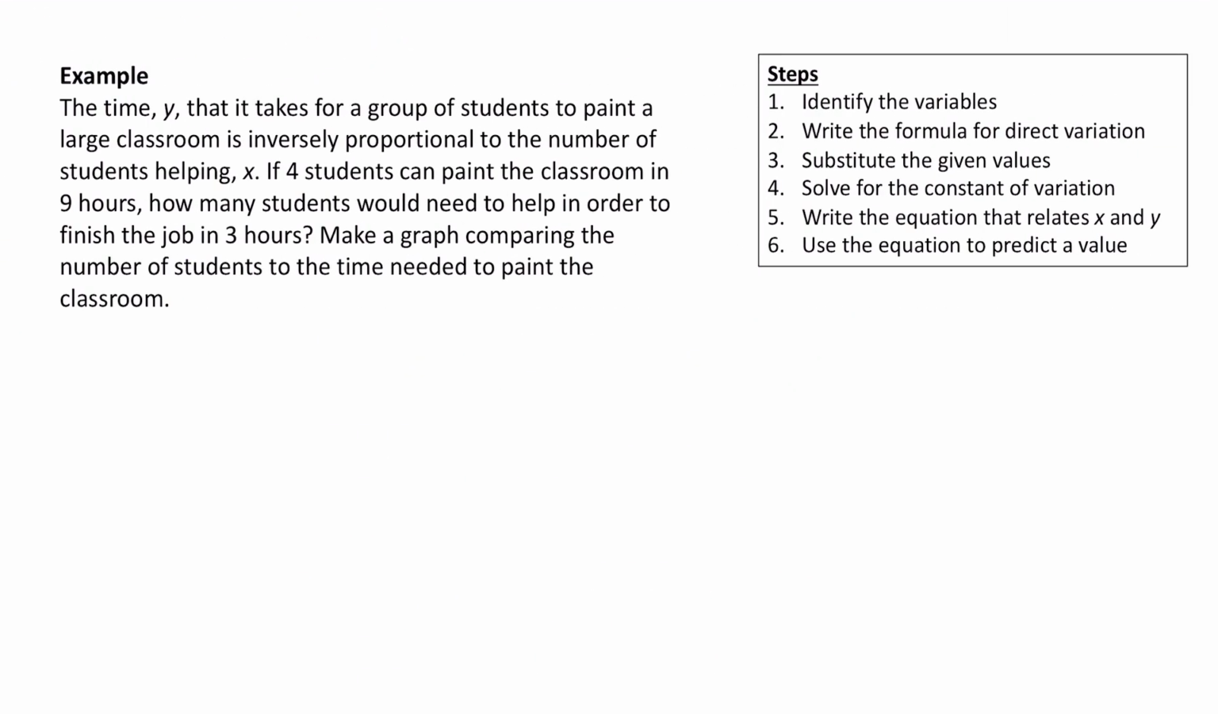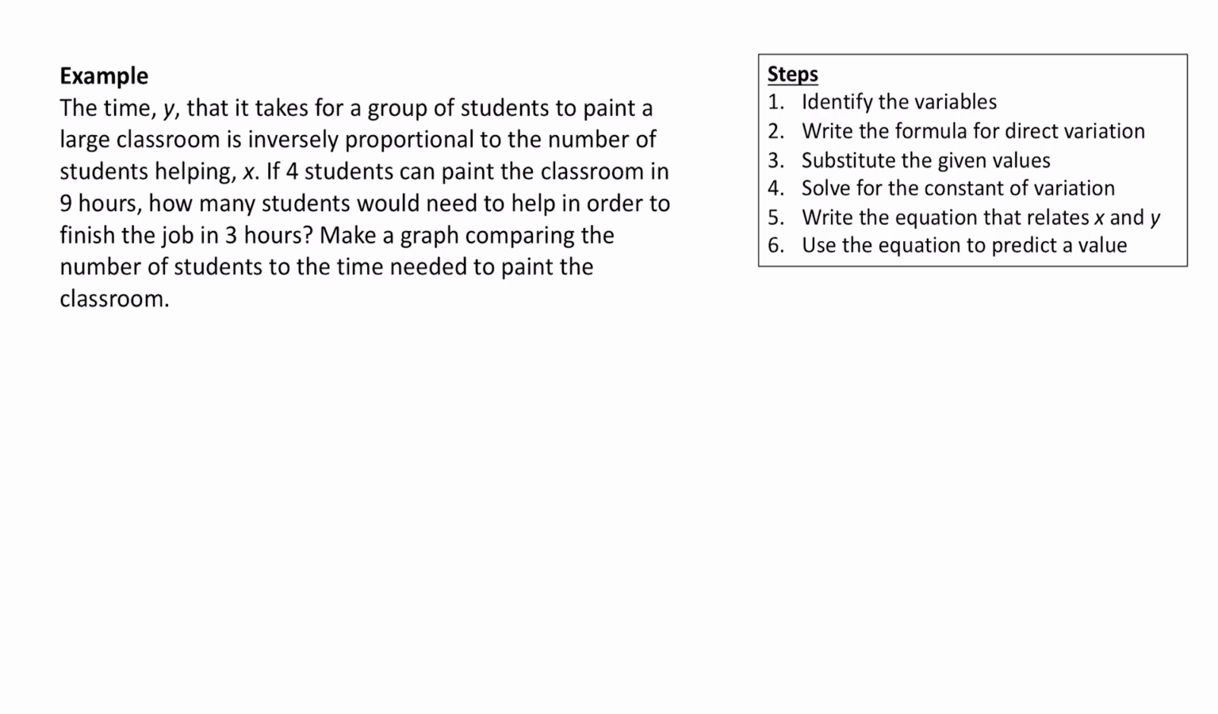In this problem, it says that the time y that it takes for a group of students to paint a large classroom is inversely proportional to the number of students helping x. If 4 students can paint the classroom in 9 hours, how many students would need to help in order to finish the job in 3 hours? Make a graph comparing the number of students to the time needed to paint the classroom.